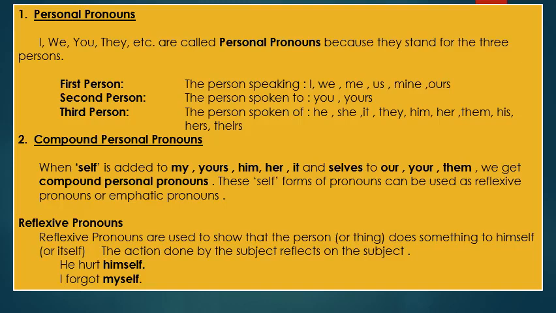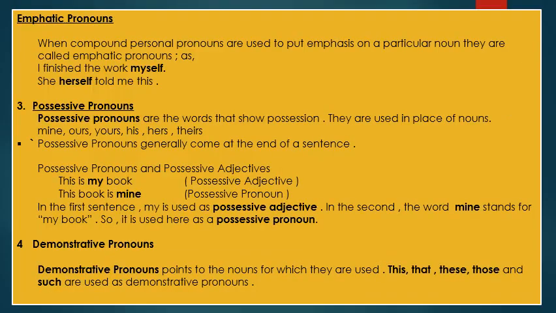Number 2, compound personal pronouns. When self is added to my, your, him, her, it, and selves to our, your, them, we get compound personal pronouns. These self forms of pronouns can be used as reflexive pronouns and emphatic pronouns. Number 1 is reflexive pronouns. Reflexive pronouns are used to show that the person does something to himself, the action done by the subject reflects on the subject. He hurt himself. I forgot myself.